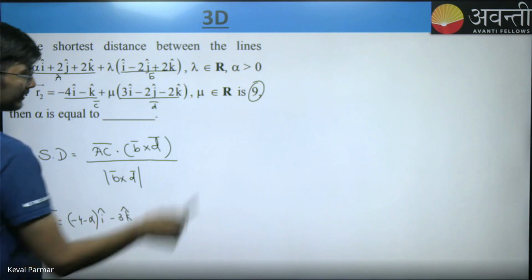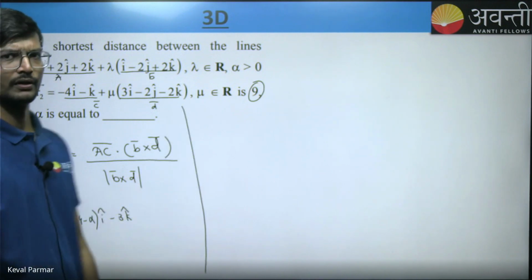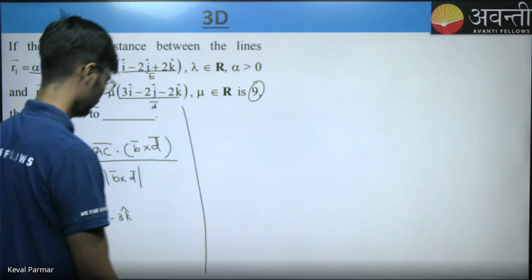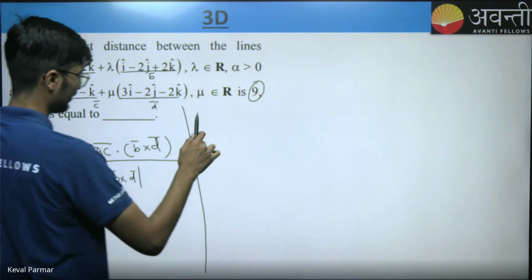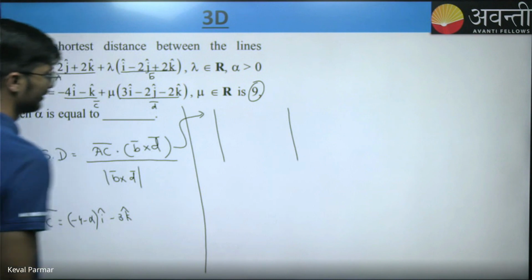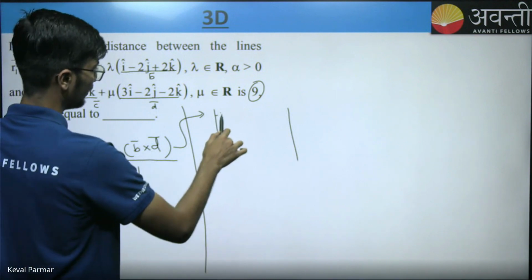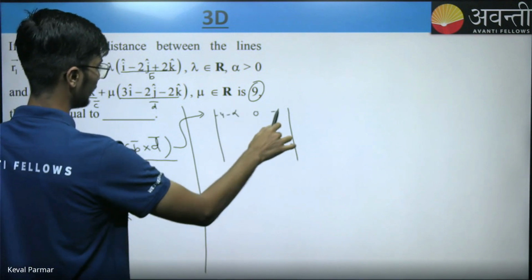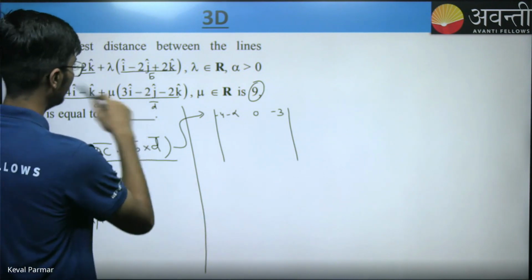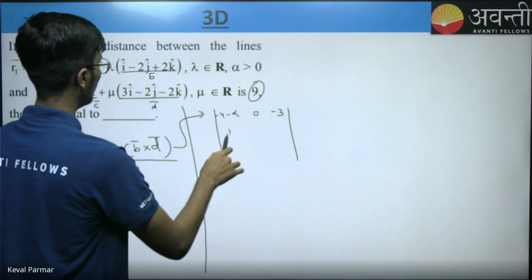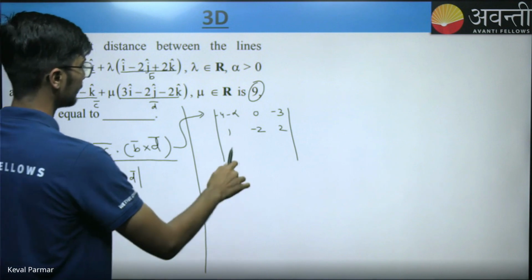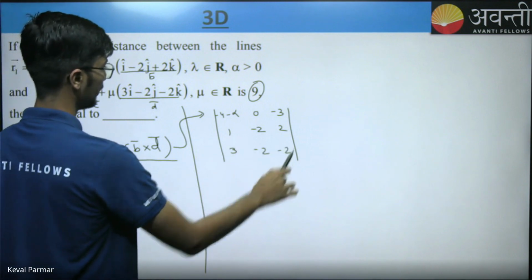Let us find B cross D. I hope you know the formula, right? How to calculate the distance? Basically, we'll calculate it by using a determinant. So the value of the numerator is the determinant of minus 4, minus alpha, 0, minus 3, B, 1, minus 2, 2, D, 3, minus 2, minus 2.